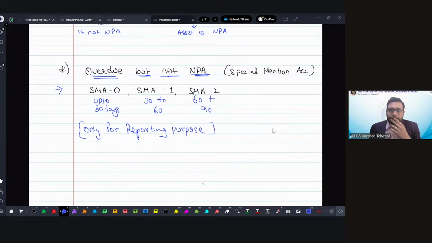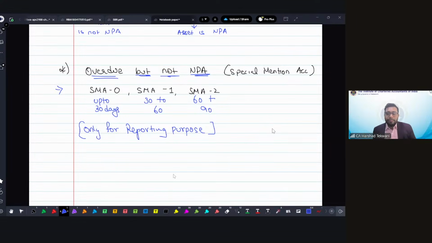Okay, can we say like this, the SMA 0 category will fall under standard asset? Kind of. So see again, standard asset usually means no default. Usually it means no default, no overdue. Now, when I say there is some default that has happened, or the account is falling under SMA 0, 1, 2, that means it is not standard, but it is also not substandard. It is somewhere between the standard and substandard.